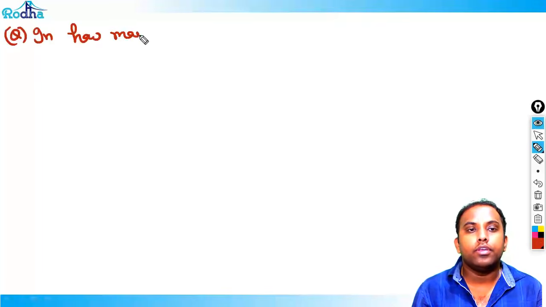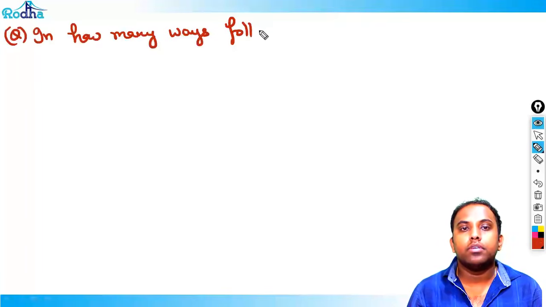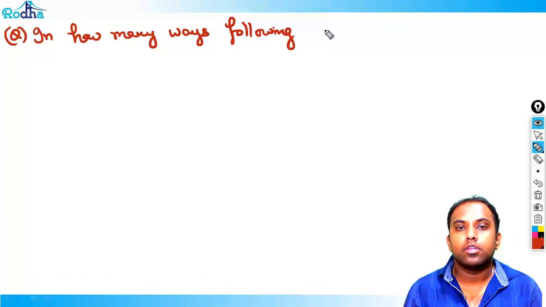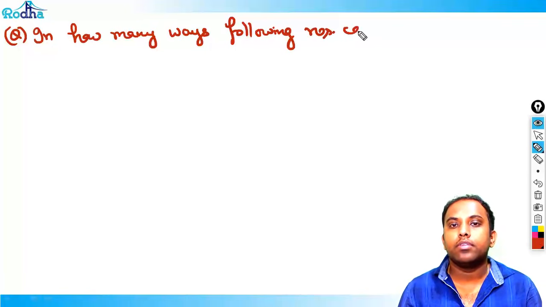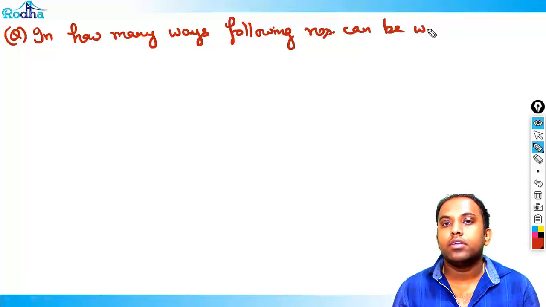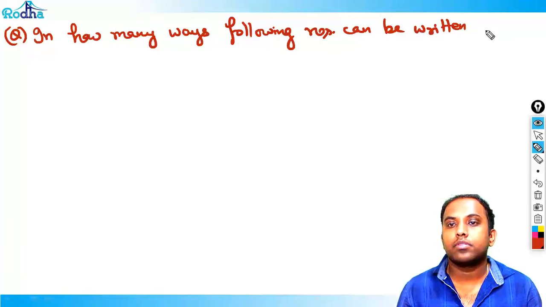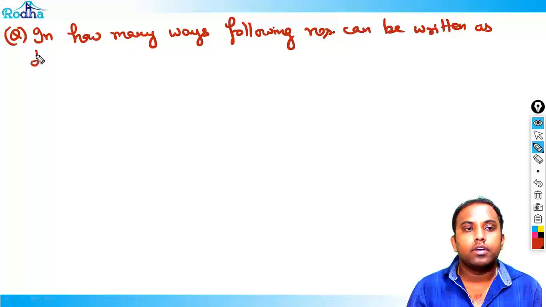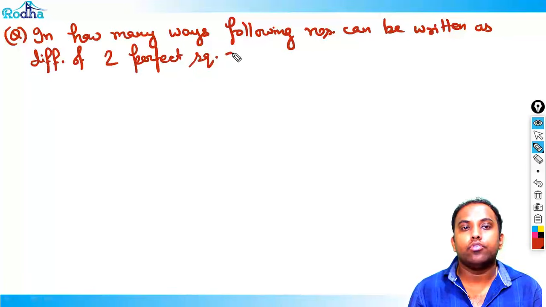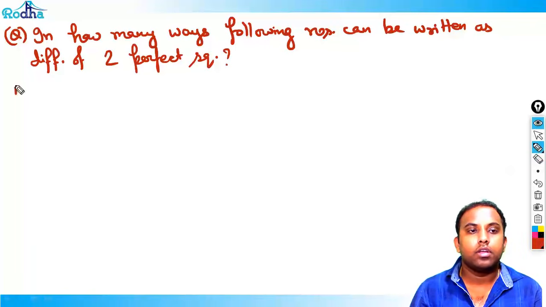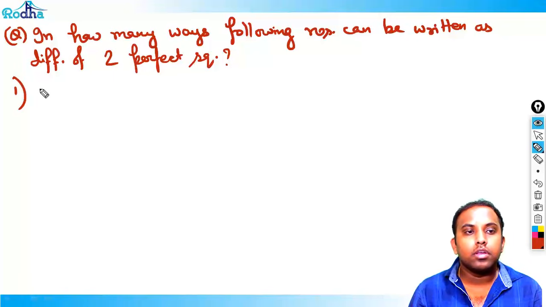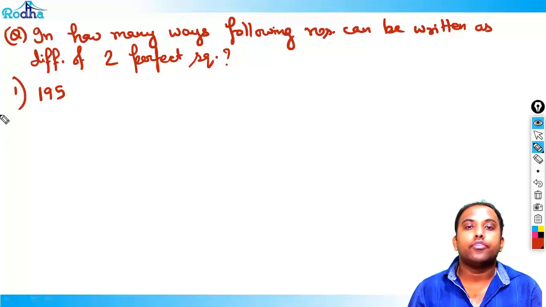In how many ways can the following numbers be written as a difference of two perfect squares? First question, suppose the number here is 195. In how many ways can you write 195 as a difference of two perfect squares?